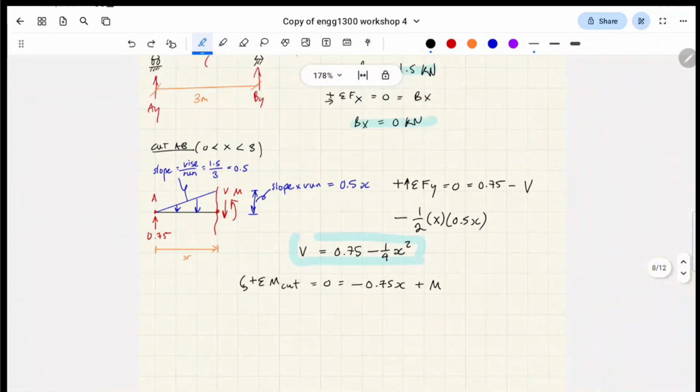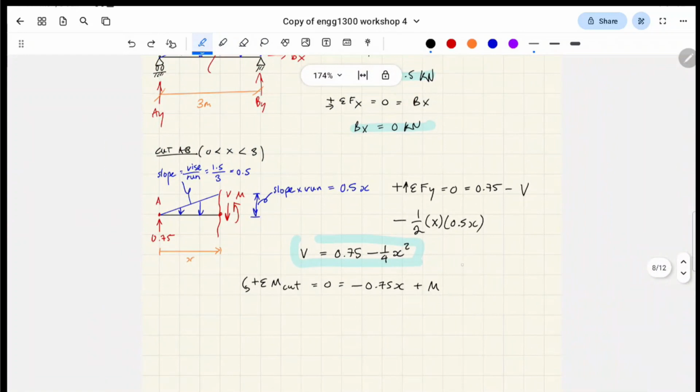So the triangularly distributed load here, about this cut, it's going counterclockwise. That force is going to cause it to spin counterclockwise, so it's going to be positive here. And we have to do half the base times the height, which is the magnitude, times the lever arm as well. So it's very similar to what we did before, but we also need to account for the lever arm.